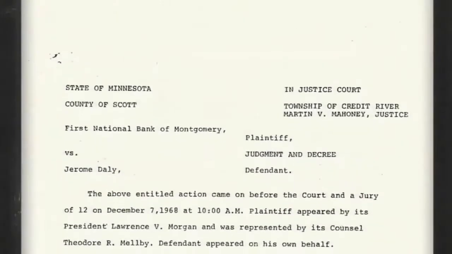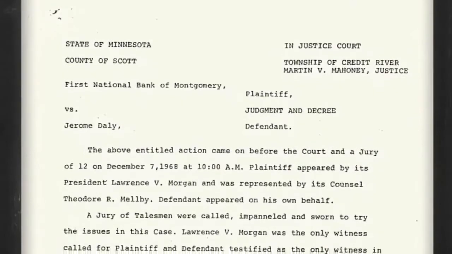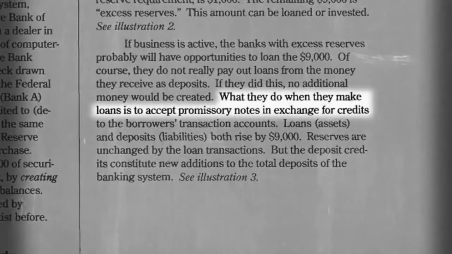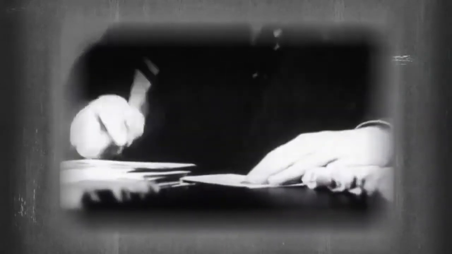Mr. Daley explained that the money was, in fact, not the property of the bank, for it was created out of nothing as soon as the loan agreement was signed. Remember what modern money mechanics stated about loans? What they do when they make loans is to accept promissory notes in exchange for credits. Reserves are unchanged by the loan transactions, but deposit credits constitute new additions to the total deposits of the banking system. In other words, the money doesn't come out of their existing assets. The bank is simply inventing it, putting up nothing of its own, except for a theoretical liability on paper.